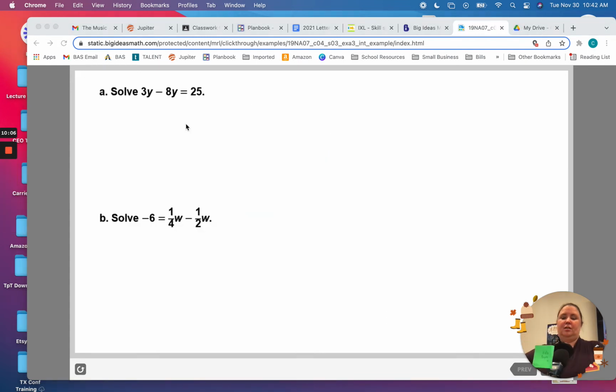All right, example 3. Okay, my online kids. This is from Sydney. All right, I can't leave it up there. It'll bother me. So we're going to solve 3y minus 8y equals 25. What is my very first step after I rewrite the equation?